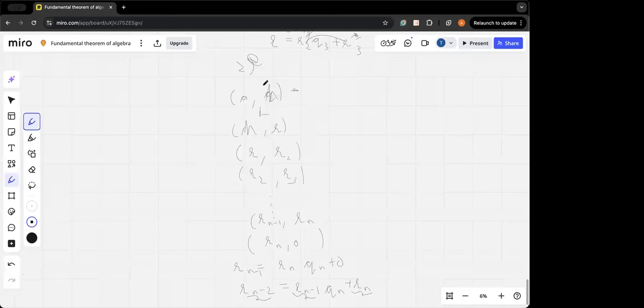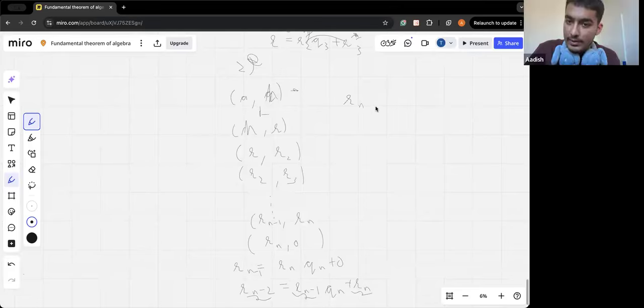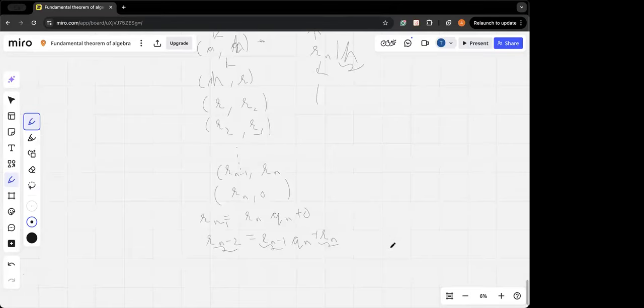So Rn divides P, but P is irreducible. So Rn is either P or a constant. If Rn was P, then P divides A and A is 0. We know that's not true. So Rn must be constant, and you can scale it so it's 1. And now you substitute back.